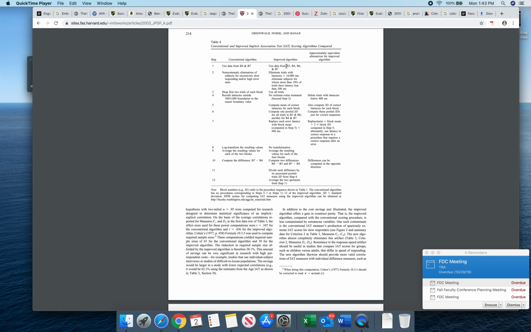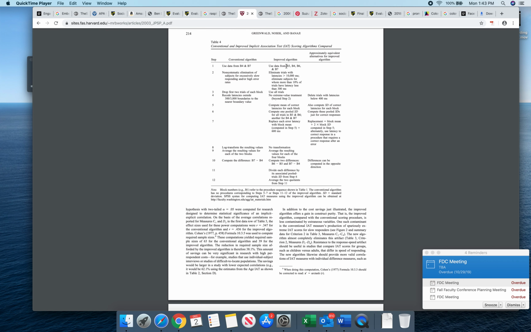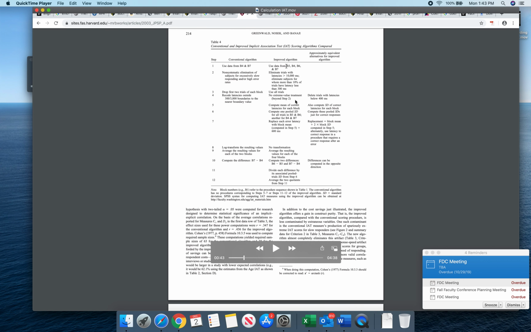You can do a lot of this by hand. You can eliminate the trials by hand. You can calculate the mean. I wouldn't do that by hand, but you can do it by hand, right? I would use the mean function in Excel, right? Equals mean and so forth.